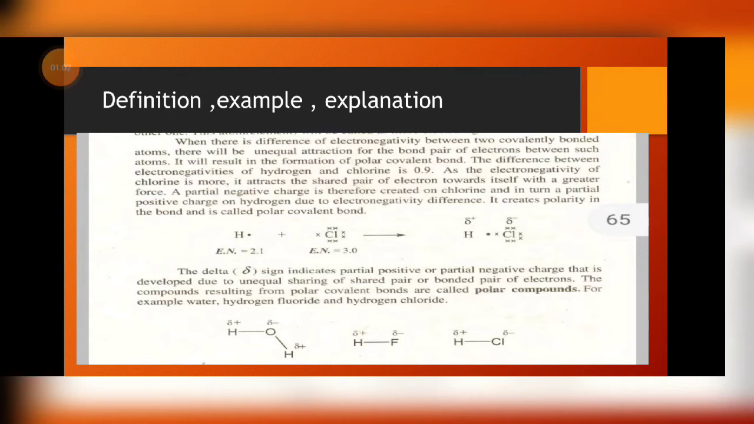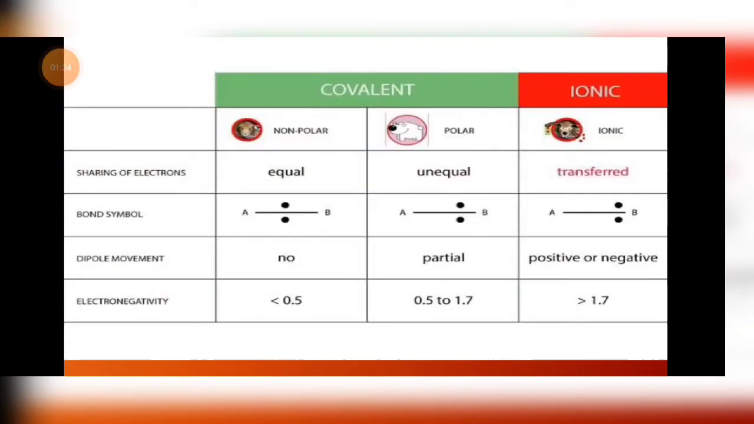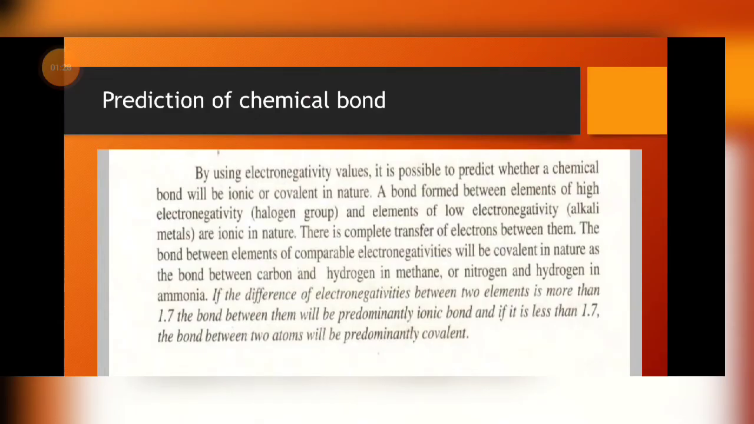And HCl, we already discussed. Due to being more electronegative, chlorine will acquire a partial negative charge and hydrogen a partial positive charge, and similarly with water. In the water molecule, because of the electronegativity difference between oxygen and hydrogen, it is also a polar molecule. So after it, the further heading is prediction of chemical bond, which is the last paragraph.